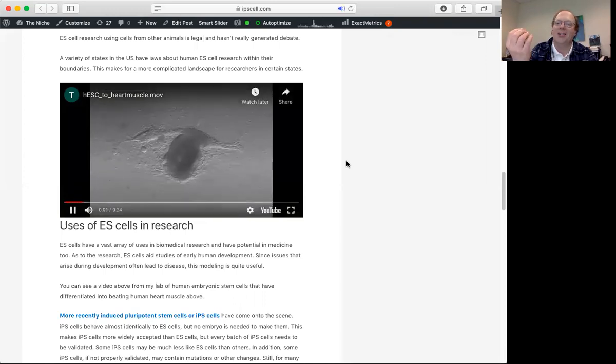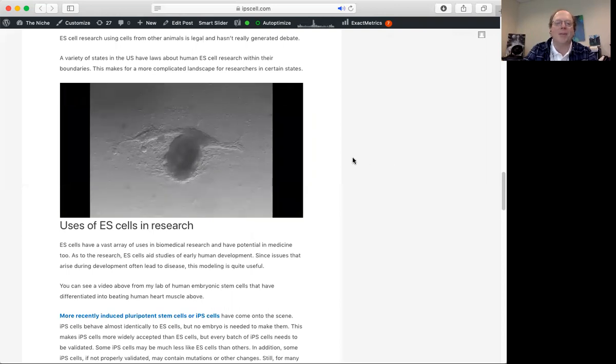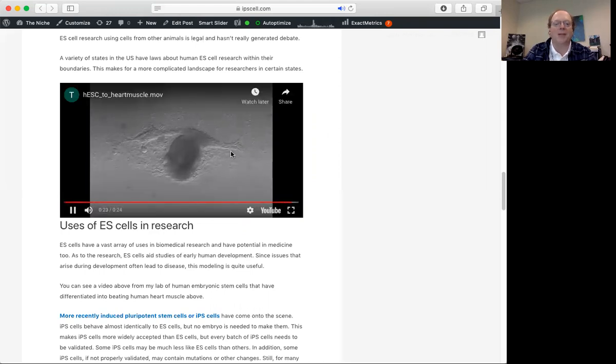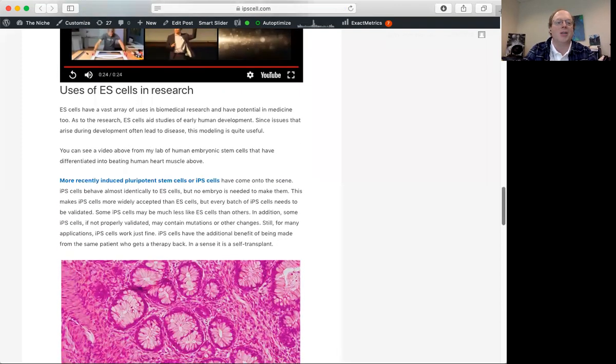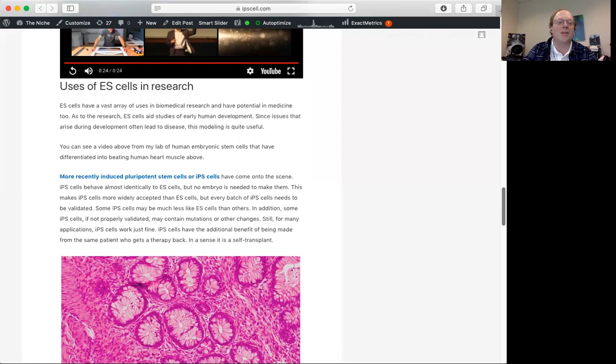It's actually pacing along and beating at about the same speed as a human heart would beat. So this is essentially a little piece of a human heart made from embryonic stem cells in a dish in the lab. So you can imagine if you can make these beating heart cells, you can do a lot of heart research, right? And if you can make brain cells from these ES cells, you can do a lot of brain research. So there's a ton of things that we can learn about human development and human diseases from using human embryonic stem cells.